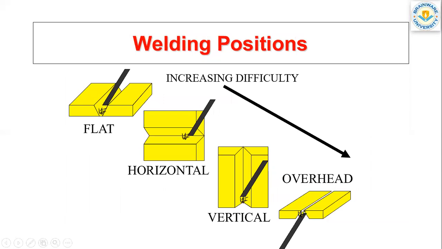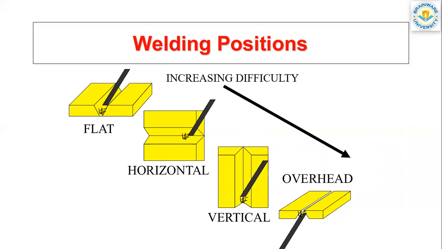Next, that is the welding positions. There may be various welding positions. The first one is called the flat position. The second one is called horizontal, this is called vertical, and this is called overhead. Here is also one arrow, which represents increasing difficulty. So with respect to the flat one, overhead welding is more difficult.